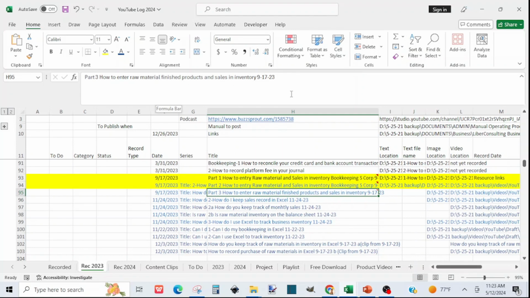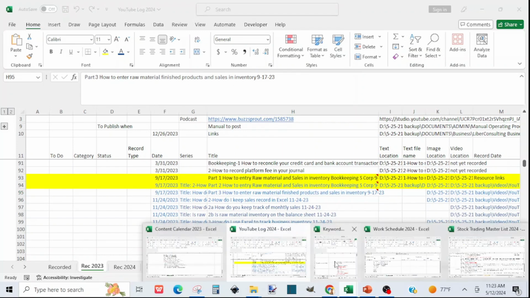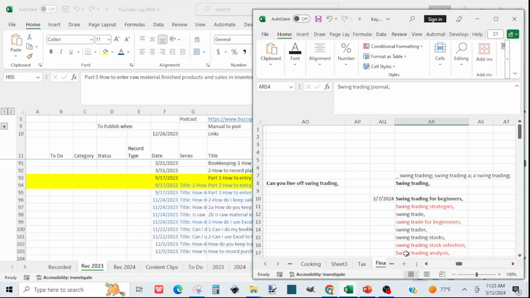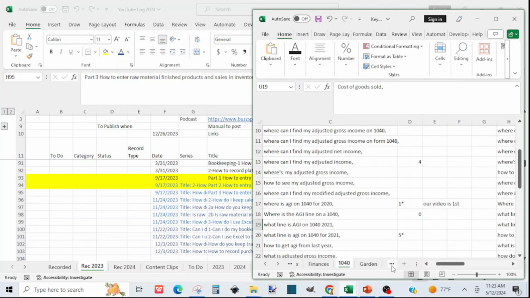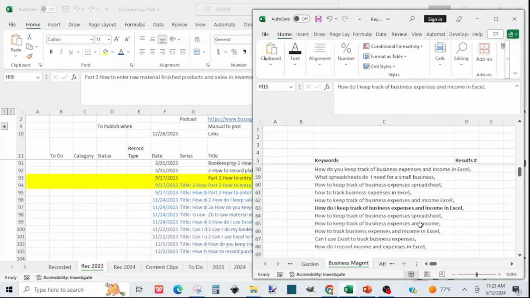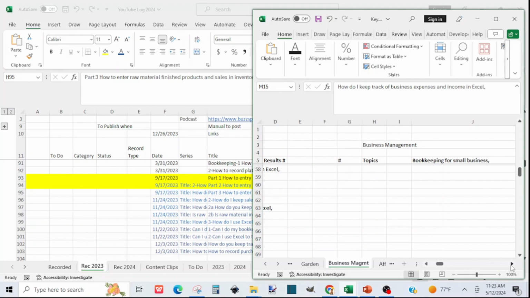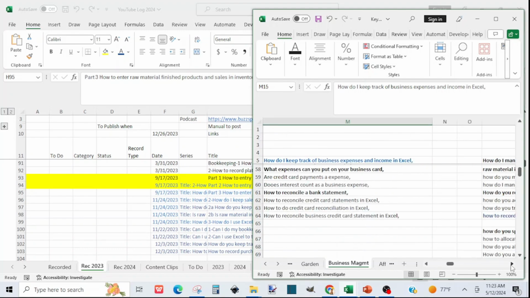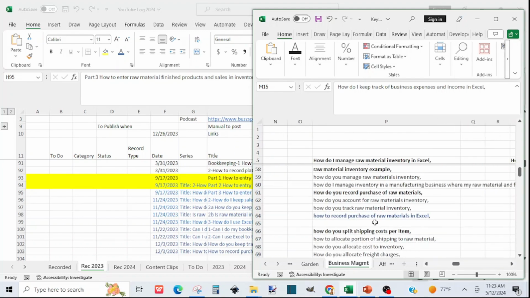how to enter raw material, finished product and sales in inventory. So what questions are people asking related to that? So I can go to business management and I'll go to the inventory section, how to record purchase of raw material.